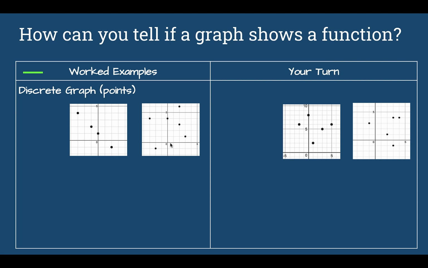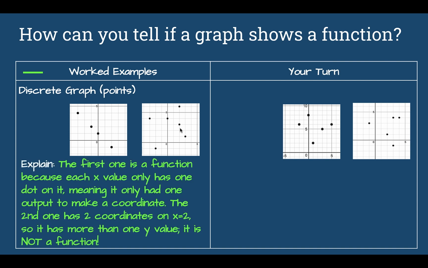If we look at the second one, 3 to the left pairs with 4 up, so -3, 4. We have -2, -1, that's the only -2. 0 goes with 4, that's the only 0. But when I get over to +2, it goes with 3 and it goes with 6. So plugging in 2 for my x gave me 3 and 6. If you see 2 points where one is directly above another, that tells you that it's not a function.